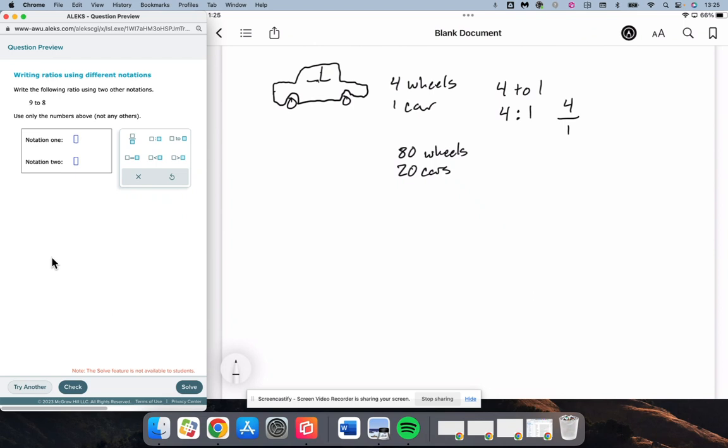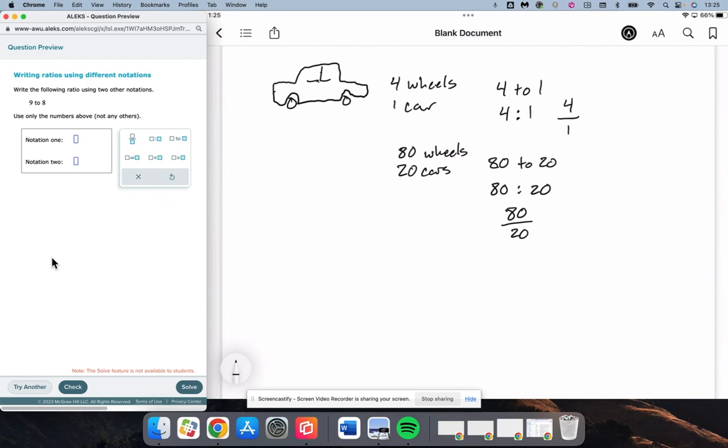Similarly, with 80 wheels for 20 cars, we could say 80 to 20. With a colon, 80 to 20. Or with a fraction, 80 over 20. And so, as you all notice, some of these will look like fractions. In fact, a fraction is a type of ratio.